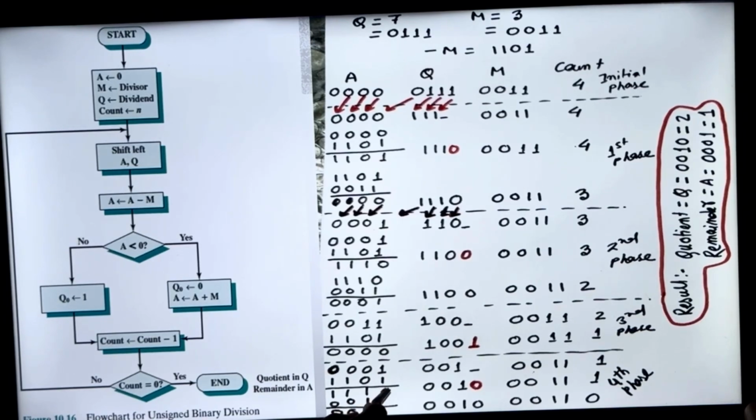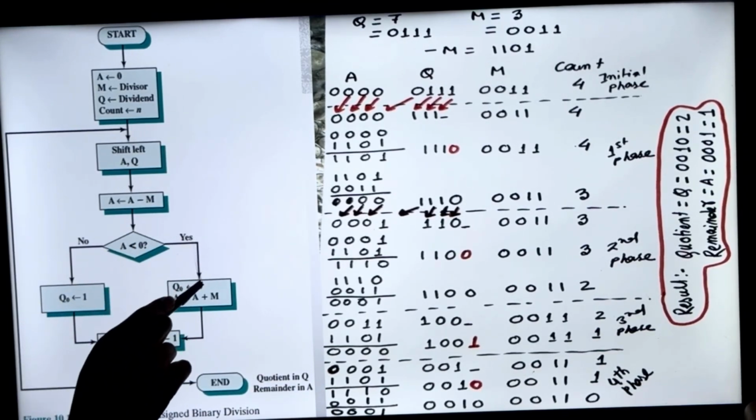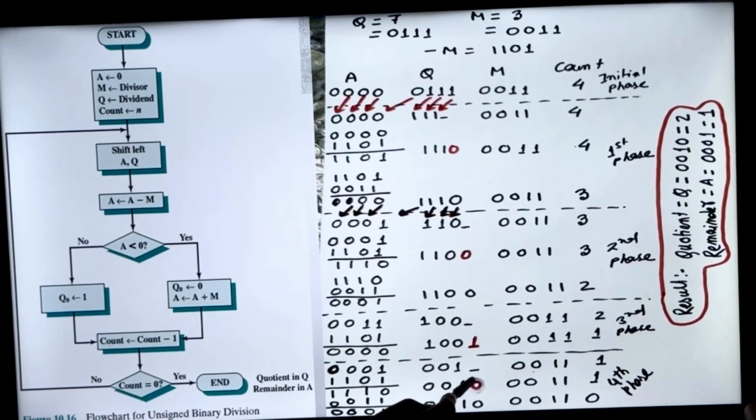Add it. 1 plus 1 is 0. So carry out bit is 1. So 1, 1, 1, 0. So is 1, 1, 1, 0 negative or positive? Negative. So I will come this side and Q naught will be 0. So I am putting 0 here. Fine. Rest all the things are the same.